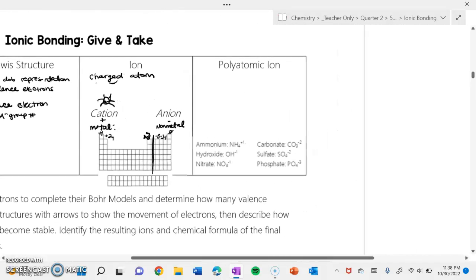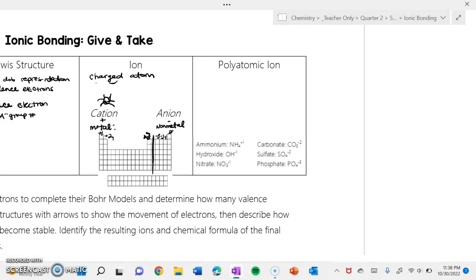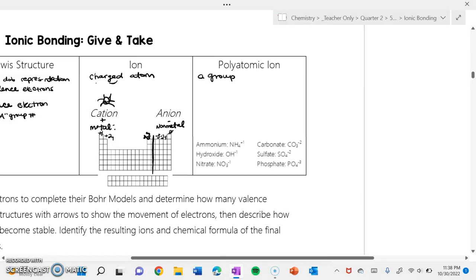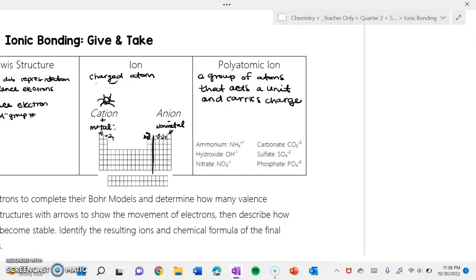Our last type of ion that we're going to talk about, and then we'll finish this example in a part 2 video, is a polyatomic ion. And a polyatomic ion is still a charged ion, but instead of just being one atom, it is a group of atoms that acts as a unit and carries a charge. You'll see, it's in a couple of pages if you flip through. There's a list of common polyatomic ions that you can reference while you're working on these.